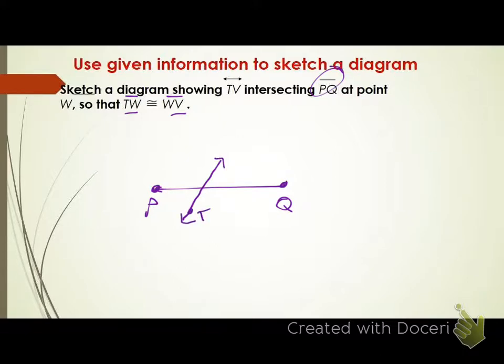T and V. But when we do that, we need to understand that TW intersects at W, so include W. And now we know that TW and WV are congruent, so those two segments are congruent. You'd want to mark those congruent, okay? But sketching from the diagram, all the information that we can possibly put in there, we want to do that, okay?